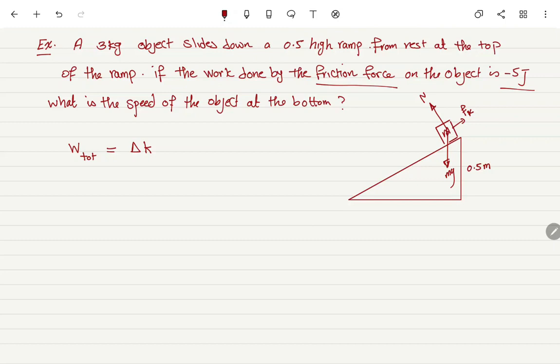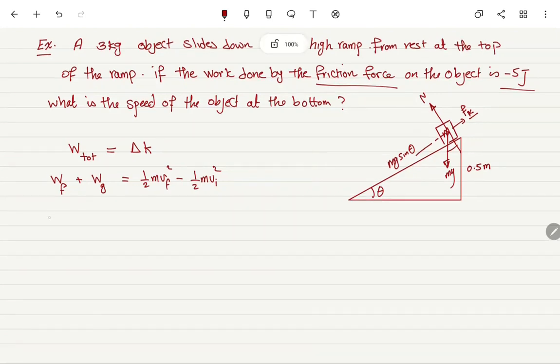Now work total, we have work done by friction and work done by gravitational force. But this one here, we have to analyze into sine and cosine. This one here, mg sine theta, if this is theta. Now we have work from friction plus work from gravity equal to half m v final square minus half m v initial square. Work done by the friction is already given, it's minus 5, plus work done from gravity, which is equal to U initial minus U final, equal to, starting from rest, the initial velocity is equal to 0, so it's equal to half m v final square.